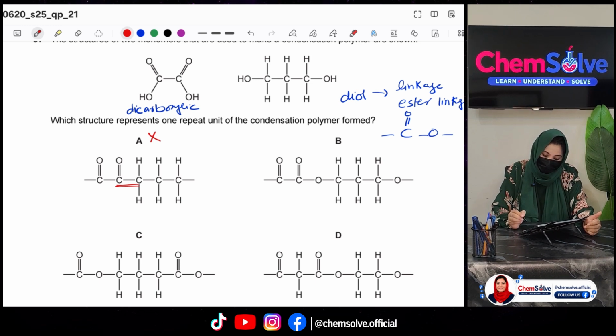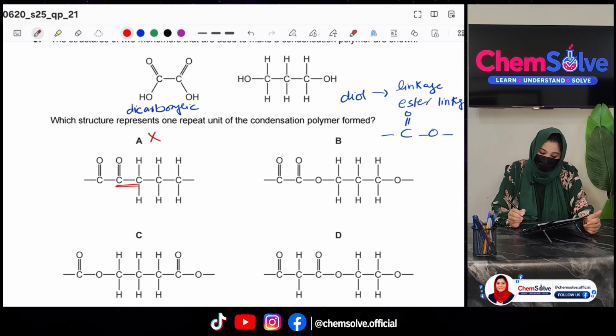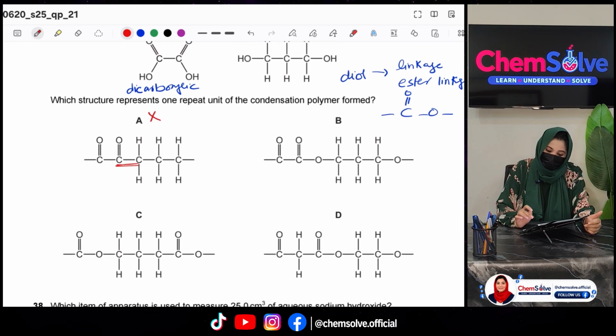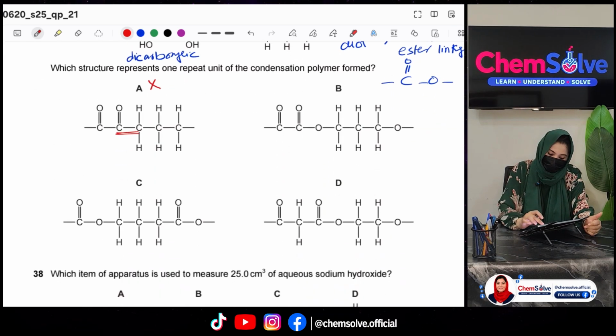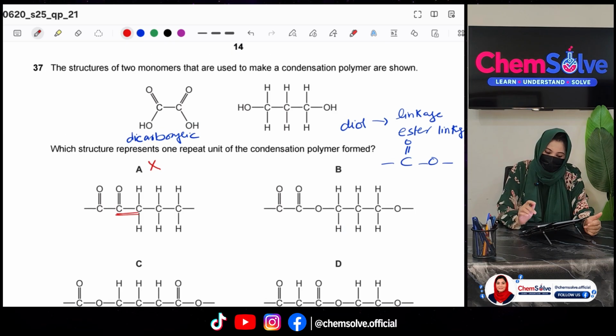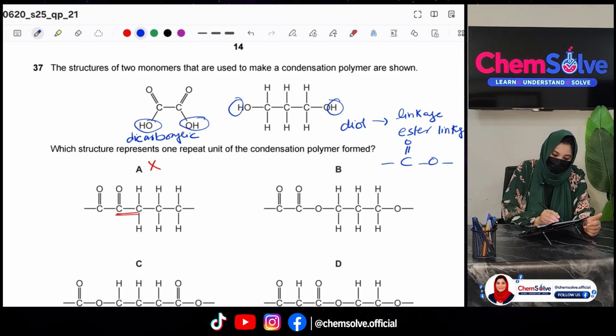Then all of them, B, C, and D, have the ester linkage. So what will happen? Let me make the polymer with the help of them. What happens? This OH will be removed from here, this OH will be removed from here, this H will be removed, and this H will be removed.